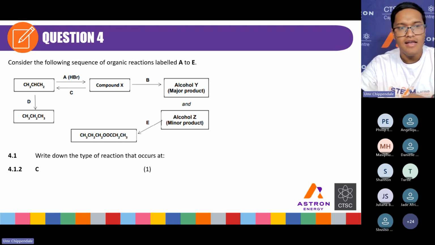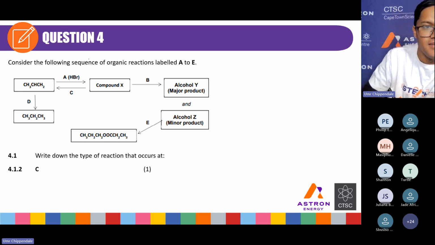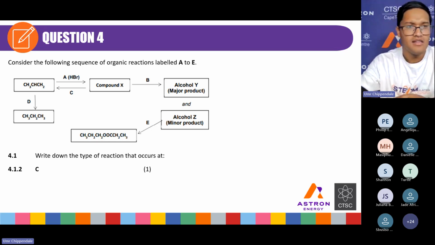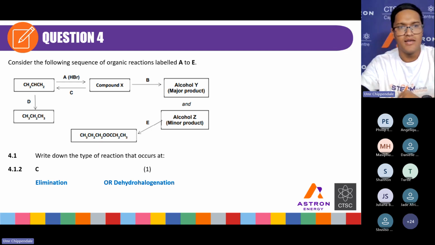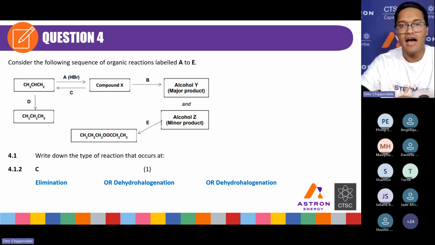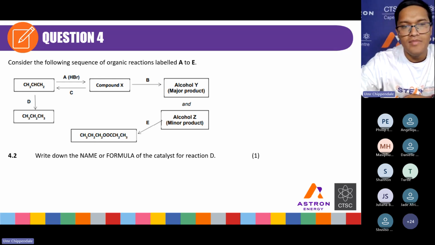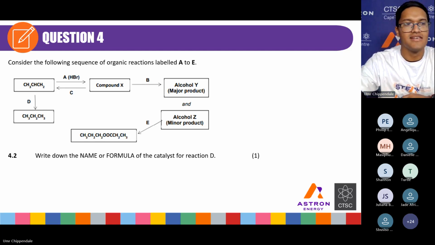4.1.2. Write down the type of reaction that occurs at reaction C. So it's the exact same, but now in the opposite direction. So because we had addition going the one way, that means in the reverse direction, it will just be an elimination reaction. Because we see this as a hydrohalogenation, the other way would just be dehydrohalogenation, because you're taking it away. And also because we had it as our hydrobromination, dehydrohalogenation, right? Or debromination if you want. Now, 4.2, write down the name or formula of the catalyst for reaction D.